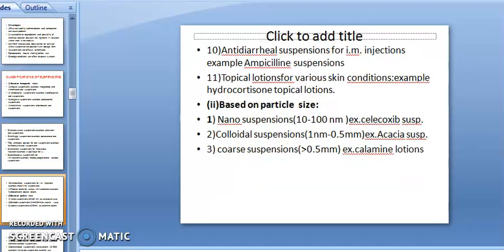Then antidiarrheal suspension for intramuscular injection. Example is amoxicillin suspension. This is to treat the diarrhea. Topical lotion for various skin conditions. Example is hydrocortisone topical suspension for applying over the skin.